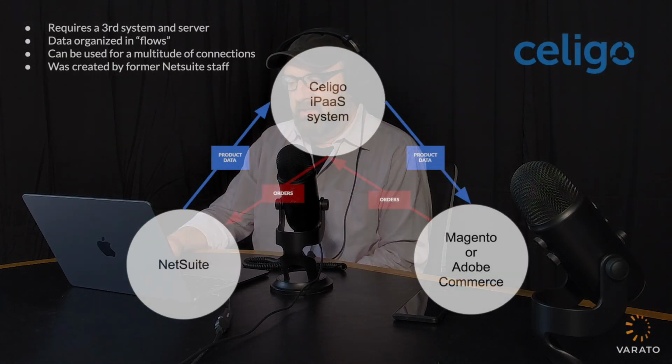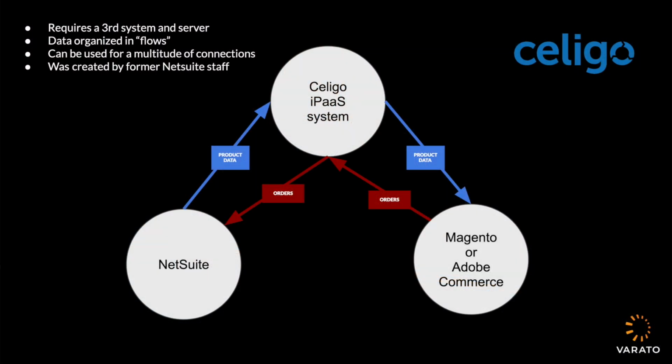So the first is Celigo. Celigo is probably the biggest, most common and most popular way to connect the 2 systems. Celigo is what they call an iPaaS system. So it's platform as a service. That's what the PaaS stands for. And it's essentially a third system.